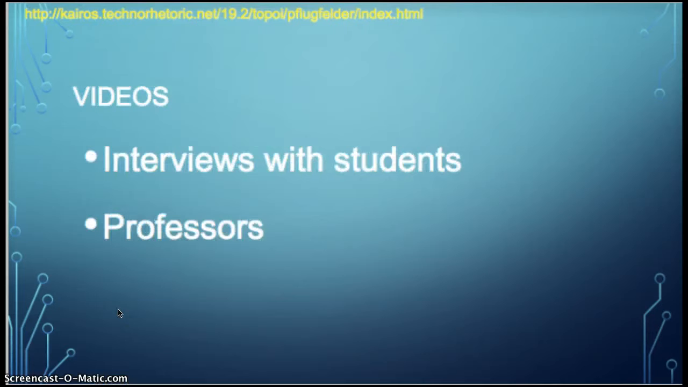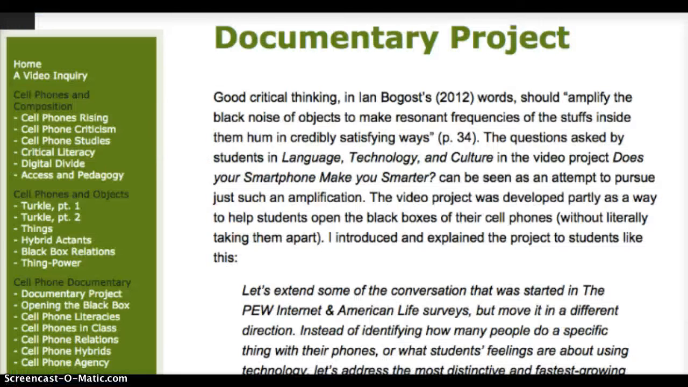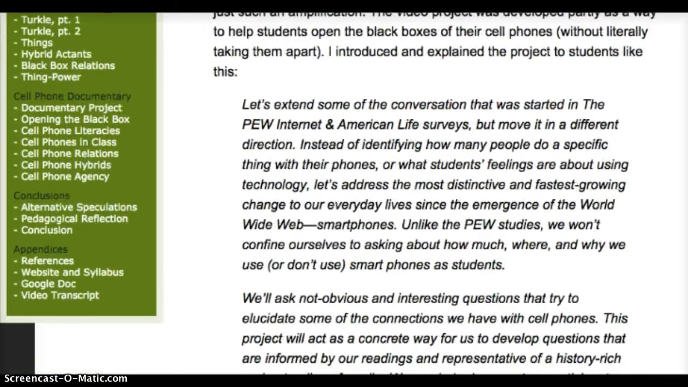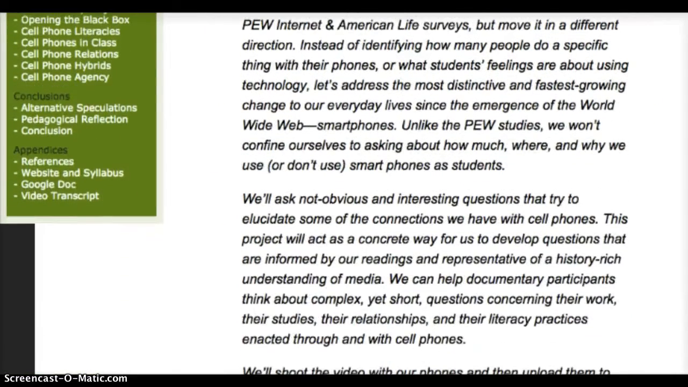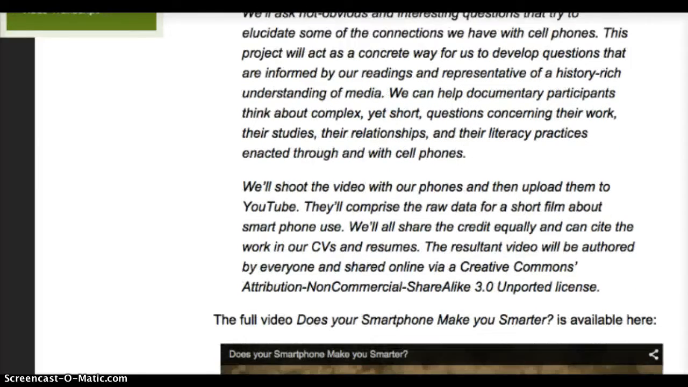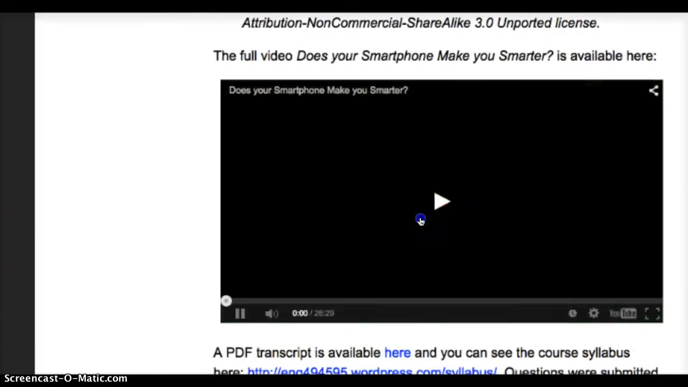The last strategy that Flickfelder illustrates under the cell phone documentary is videos. Showing his videos of students' reactions or reflections on how much time they spend with their phone by their side. Some of his questions to his students was whether a cell phone gives you more or less control over your time.